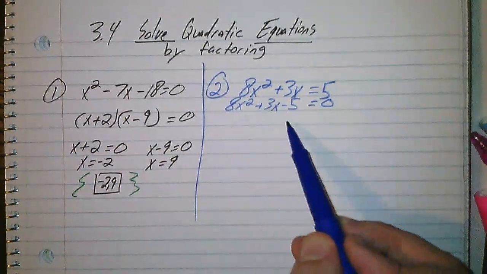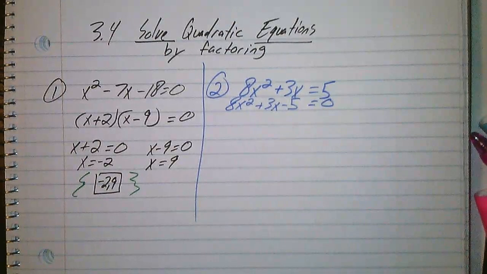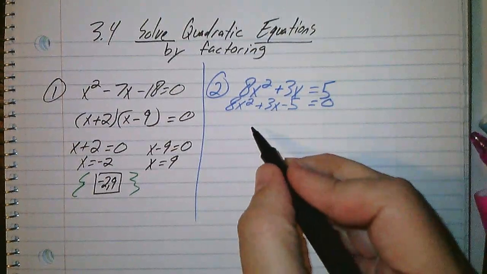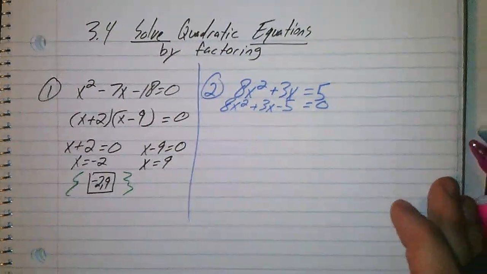Now you could use the quadratic formula. If you do, the radical will go away entirely. You'll end up with a perfect square under the radical because this one is factorable. So we will take a look at factoring this.